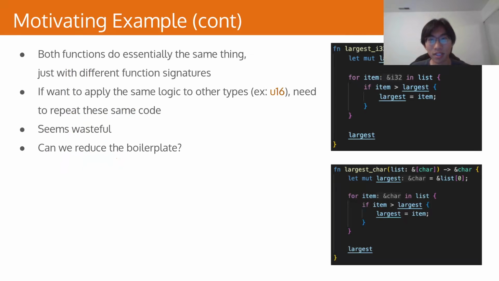A different motivating example is if we consider these two functions on the right, where largest i32 finds the largest element in a slice of i32s, and largest char finds the largest character in a slice of characters. We see that both functions basically do the same thing, but they just have different function signatures. And if we wanted to maybe copy this function but for a different type, like u16s, we have to rewrite the same code again, right? Is there any way we can reduce the boilerplate?